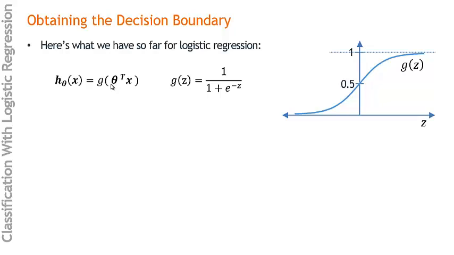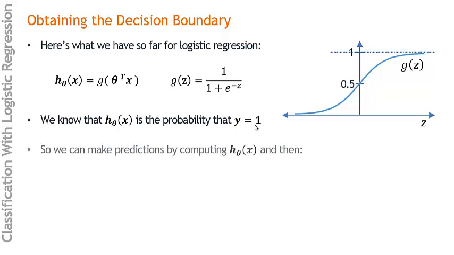We have a linear function, but a linear function does not give a good probability, so we applied this logistic function to the linear function to get a probability value. And the interpretation was that this H was the probability that the classification of my item was equal to 1.